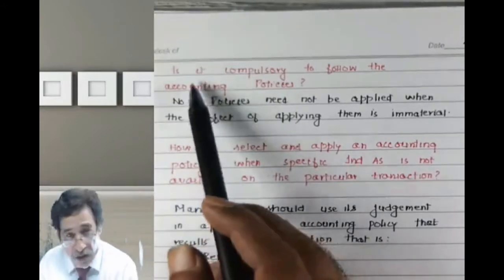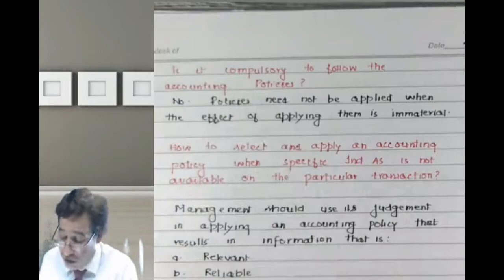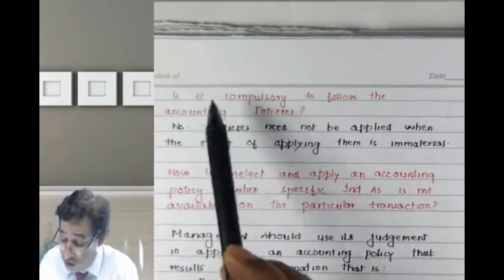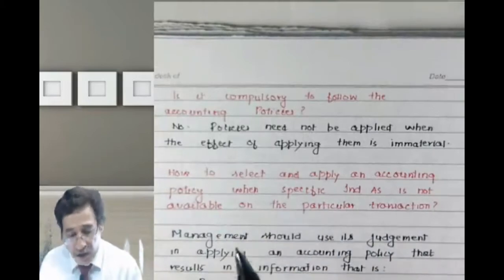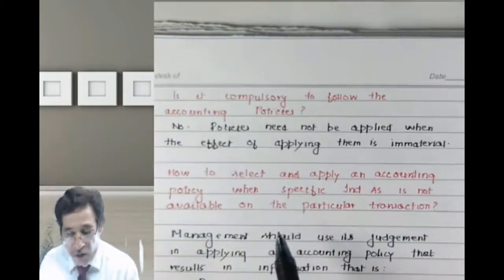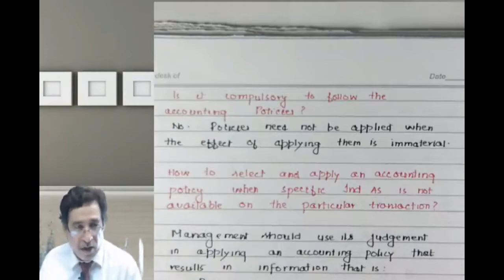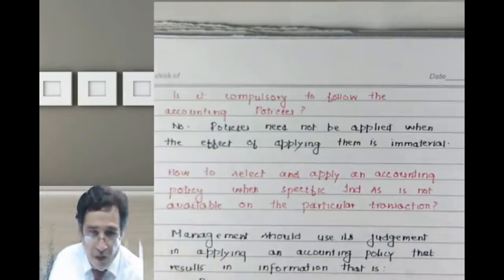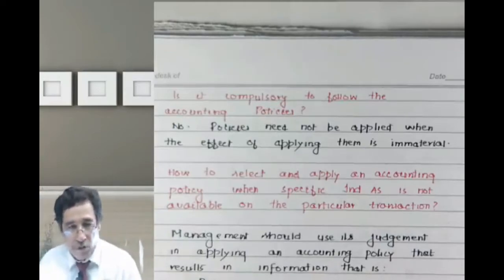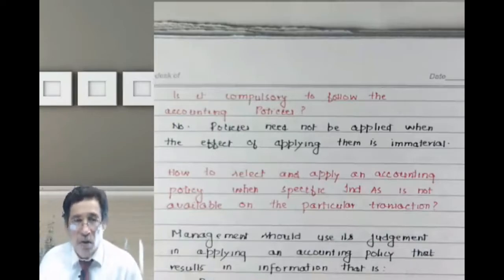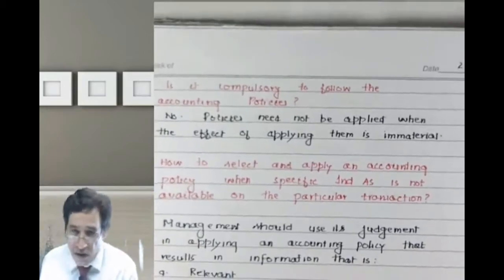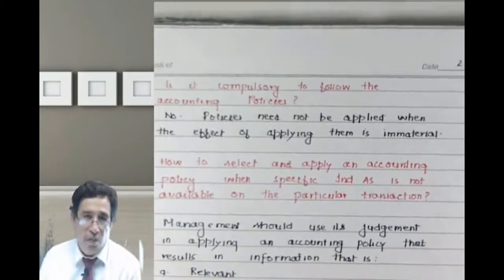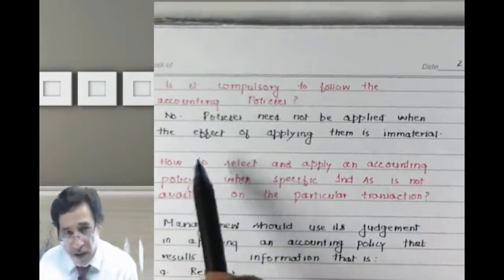So after having a look over the objective and the scope, and of course various examples of accounting policy, now my first question is, it looks like a simple question, but sometimes it is very difficult to answer. Is it compulsory to follow the accounting policy? Suppose you have framed an accounting policy, or a particular Ind AS has given some direction with respect to the policy to be adopted for a particular transaction. So should an entity follow that particular policy or not?